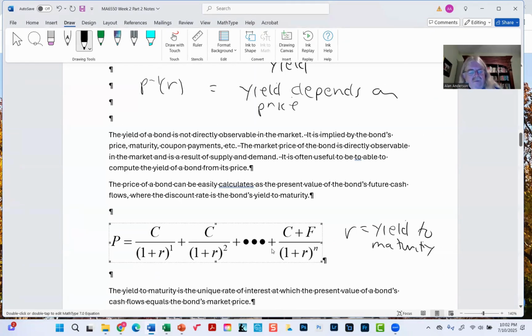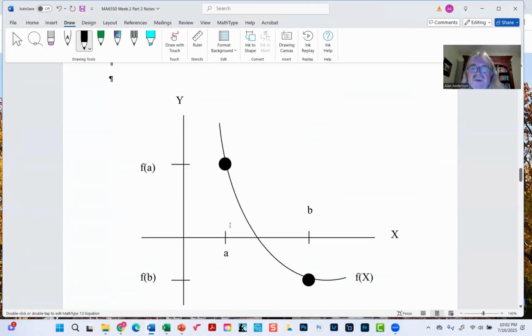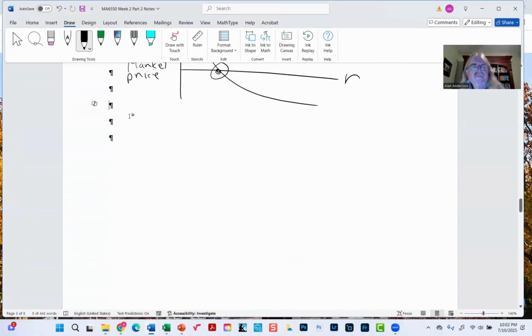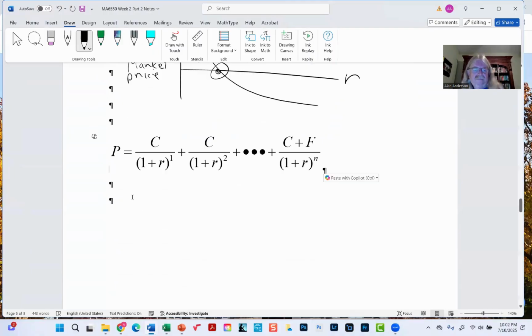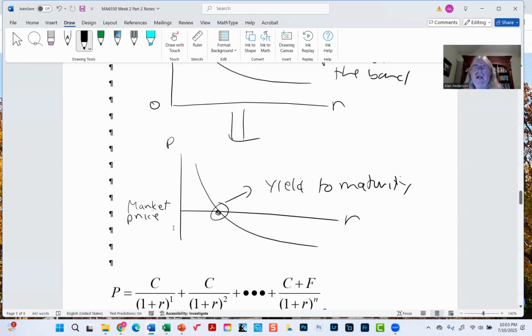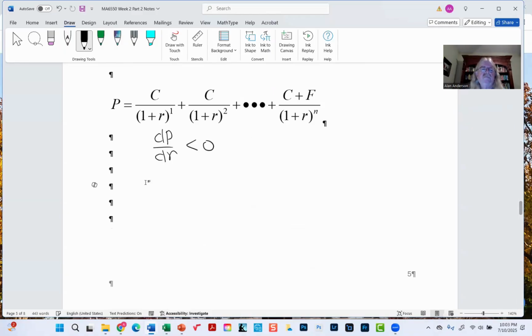Here it is. So if you look at this algebraically, you can see very clearly that if you differentiated this function with respect to R, it's going to be zero. Sorry, not zero, negative. It's going to be less than zero. Okay. So in fact, this is why the slope of the price yield curve is negative. So it's guaranteed to be negative. And so therefore, yields and prices move in opposite directions.